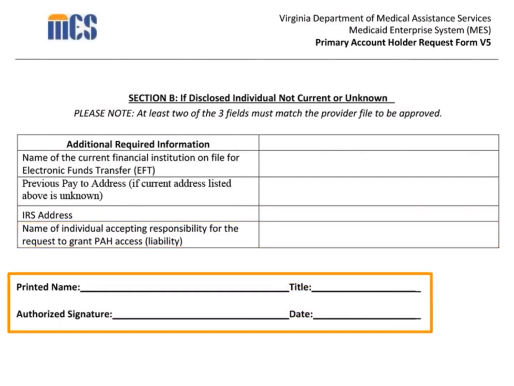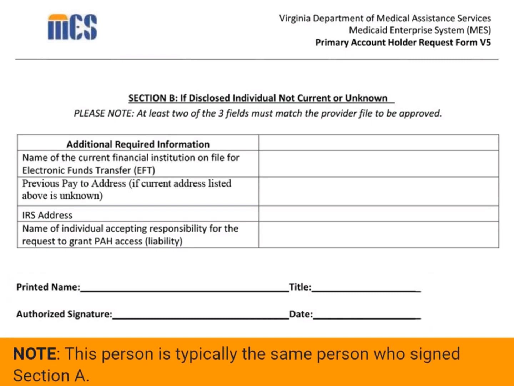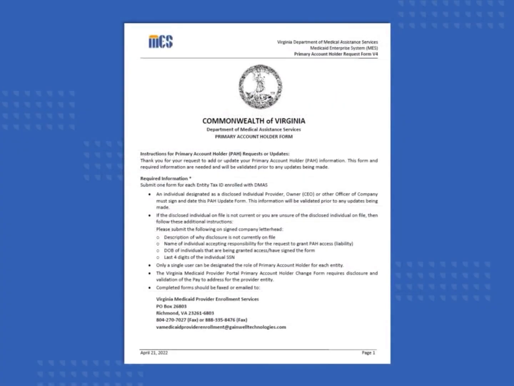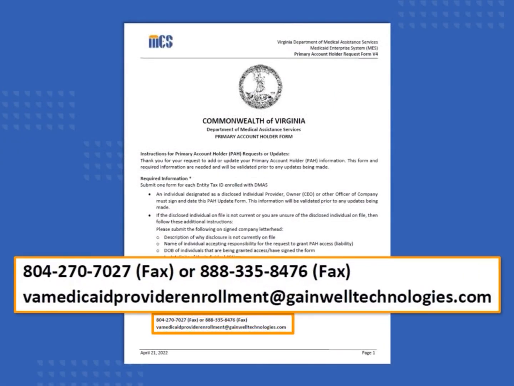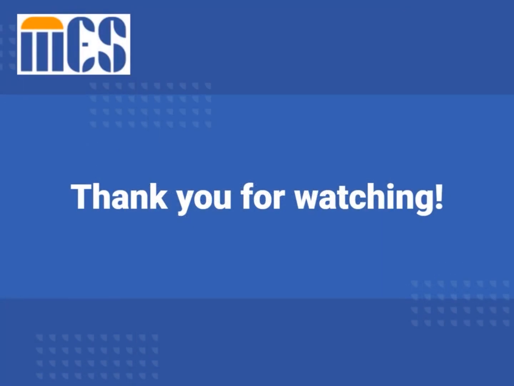Below the table, at the bottom of Section B, there is a place for the same individual provider, owner, CEO, or other officer of the company to add their name, title, signature, and date the form was completed. This person is typically the same person who signed Section A. When the form is complete, reference the details on the first page to submit the form to DMAS via fax or email. You are now ready to request PAH updates.